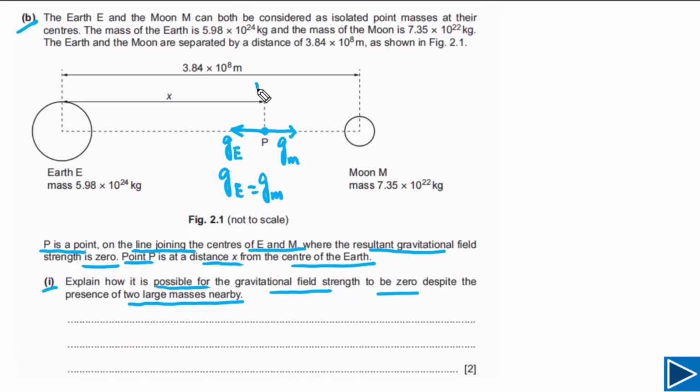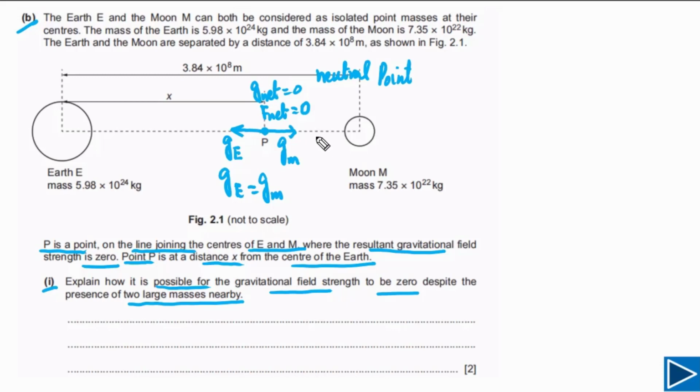And this point P where the net G is equal to 0, or simply where the net gravitational force on any mass is equal to 0 on the line joining these two objects, is also called the neutral point. It means if you place any mass at the neutral point, that mass will not experience any gravitational force. And F net is only 0 if the fields due to these two objects are equal in magnitude and opposite in direction. That's all we need to understand.